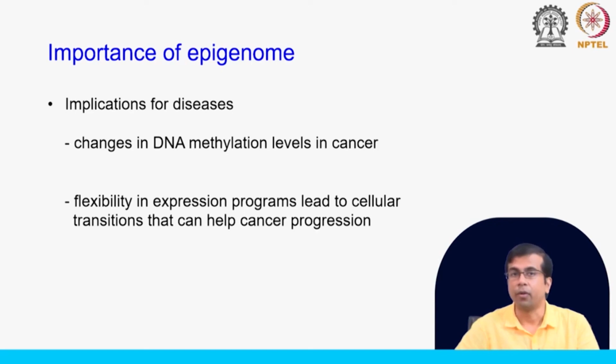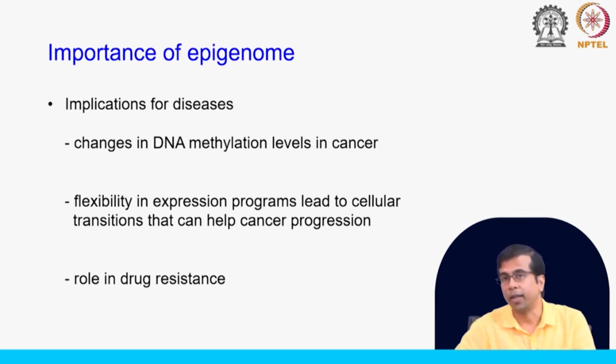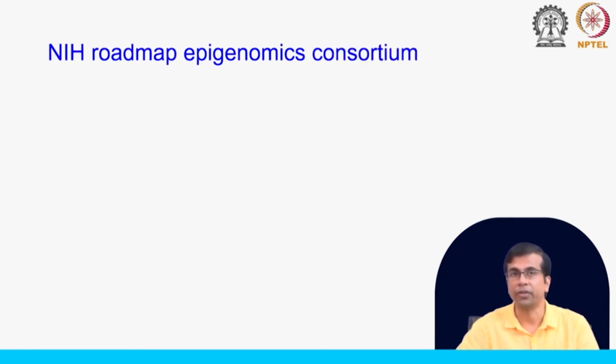And what researchers have also seen is that flexibility in expression programs can lead to cellular transitions that can help in cancer progression or give rise to drug resistance. As I have mentioned, you have this flexibility, so the cancer cell can exist in two different states. One state can be expressing certain genes that give rise to drug resistance, but it can also have another state, and again this is reversible because of these epigenetic modifications, and this state can grow fast. So, you can have these multiple states existing within a cell population because of these different epigenetic modifications.